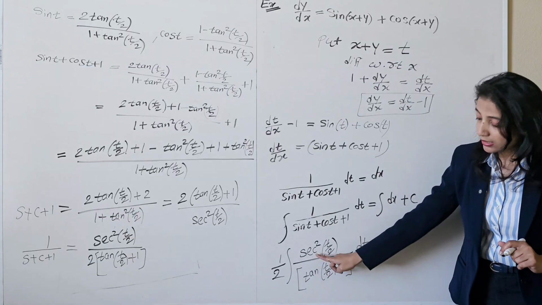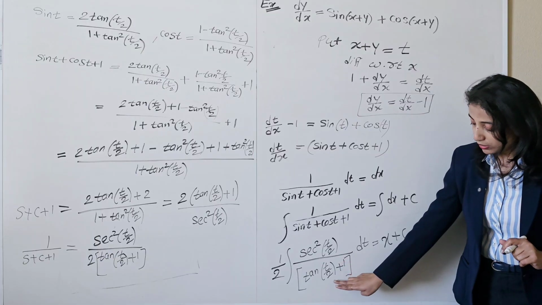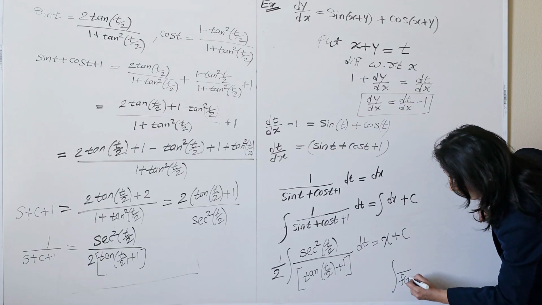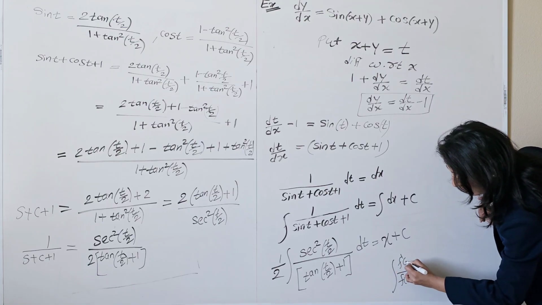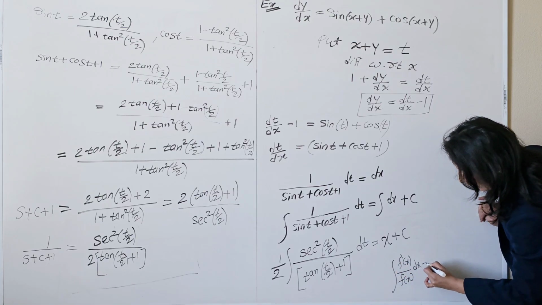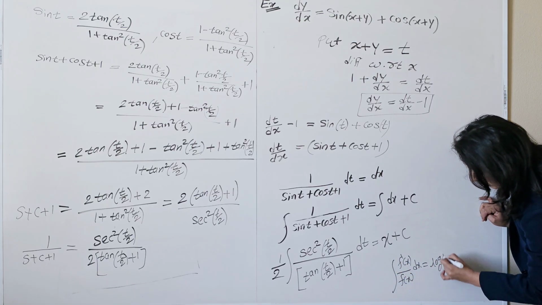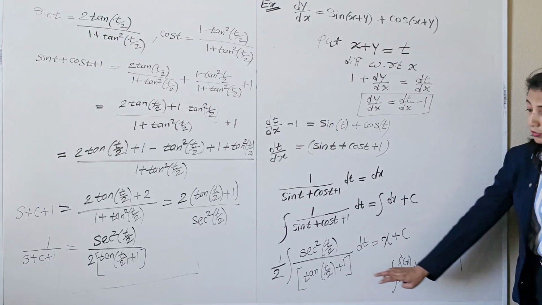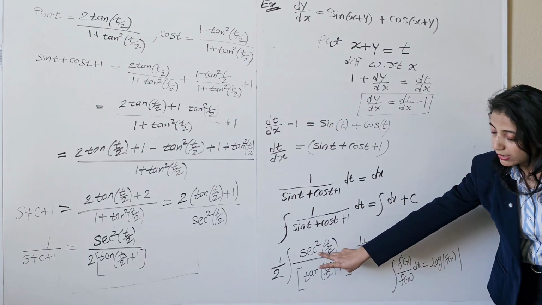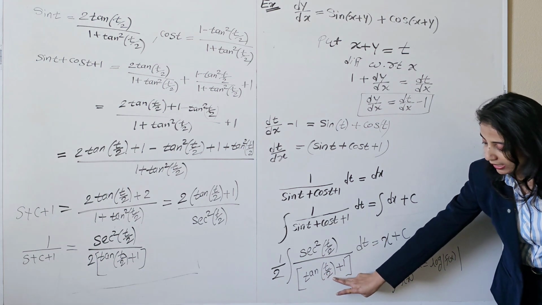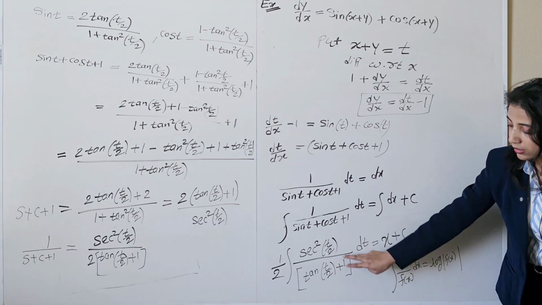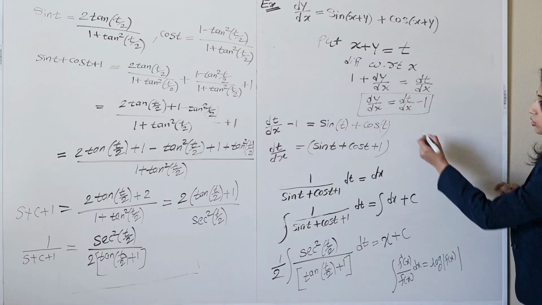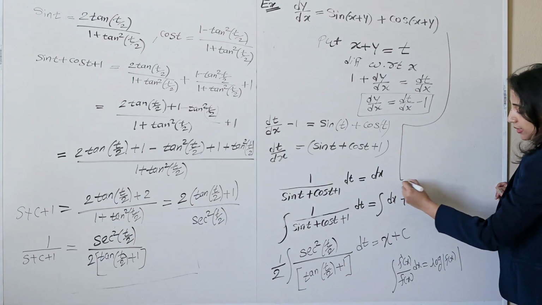Now this is very simple to solve because the derivative of this term is contained in the numerator. The derivative of tan(t/2) is sec²(t/2). If the derivative of the denominator function is contained in the numerator, then the integral becomes log of f(x), meaning log of the denominator term. Here the tan derivative is present in the numerator, but there is a 1 by 2 factor.